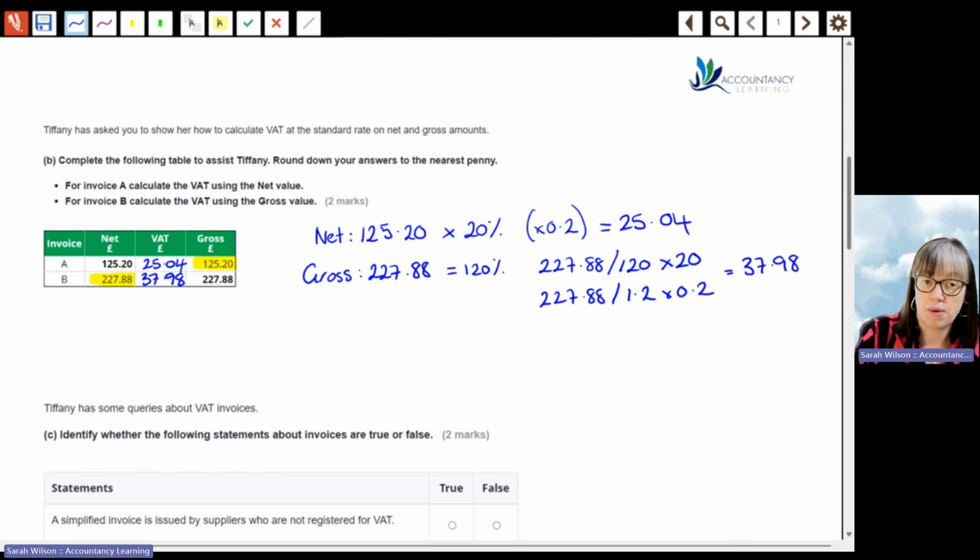One thing just to pick up with this question is always at the end of your questions, just go back and check whether you're given any specific formatting requirements. So here it's round down to the nearest penny. So make sure that you are aware of what the question is asking for, not just at the start, but check at the end, have I given it to the right decimal places?